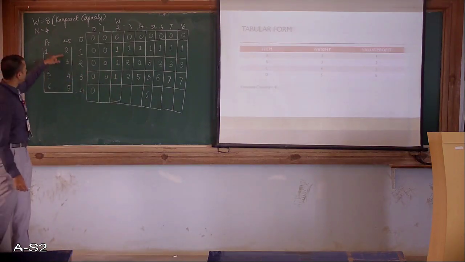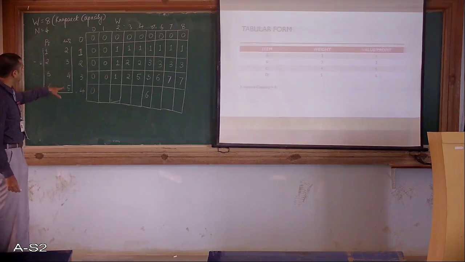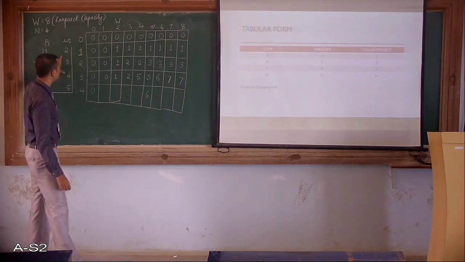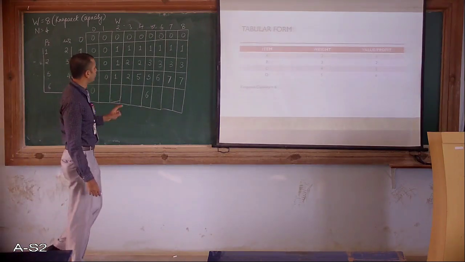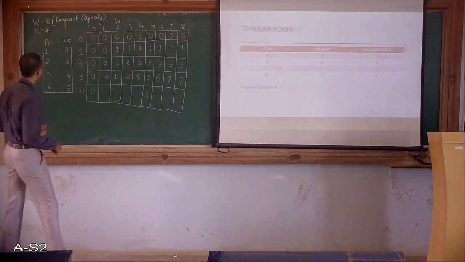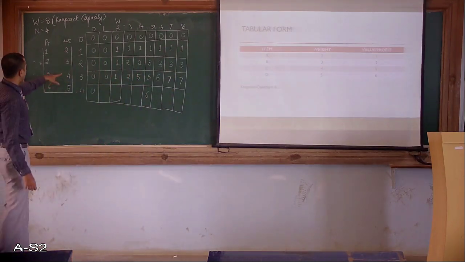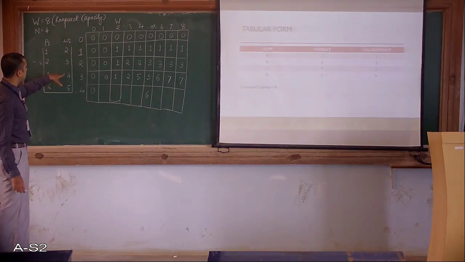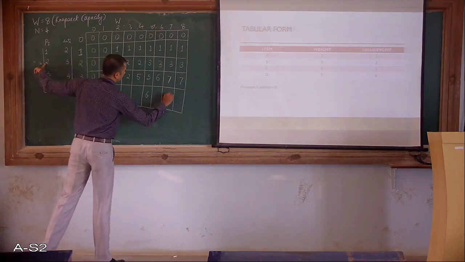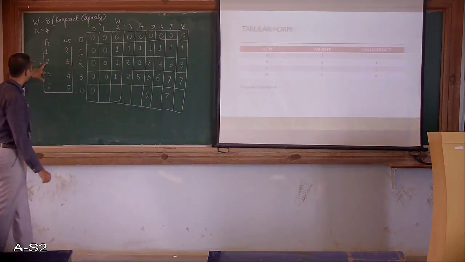Next, can I add all of them into the bag? 9, 10, 11, 12, 13, 14. No, I cannot add all of them, because if I add all of them, the total weight of those objects will be 14, whereas my knapsack capacity is 8. So I cannot. Can I add 4 plus 3? 7. Yes. What is the value? It is 7. So at 7, I'll be adding 7.